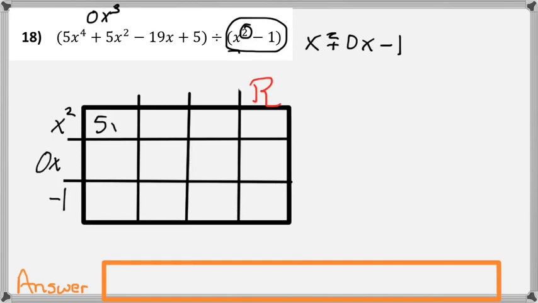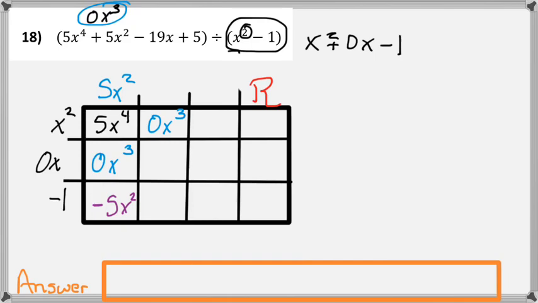And we started off with the 5x to the 4th. And so I'm going to start the same way. I'm going to divide, and that gives me a 5x cubed. I multiply that times 0, and that gives me a 0x, excuse me, not x cubed, x squared. And that gives me a 0x cubed here. And then I am going to multiply 5x squared times negative 1. That gives me negative 5x squared. And so 0x cubed plus what is going to be 0x cubed? And that's going to be 0x cubed.